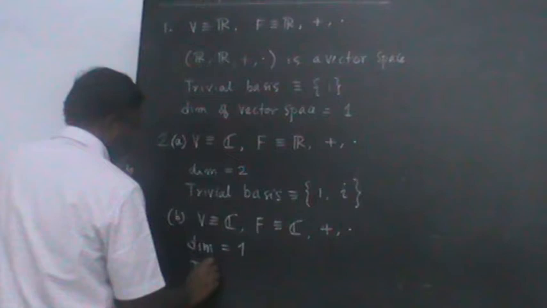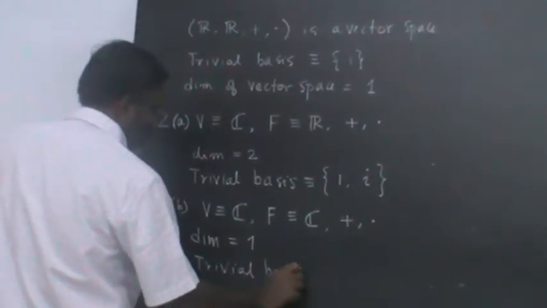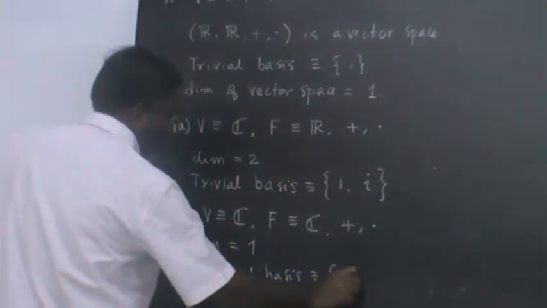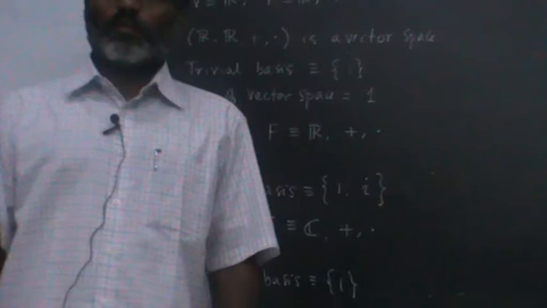So the dimension of this vector space is 1. And what is the trivial basis? Just 1. Multiply everything with that 1, and you will get the basis.